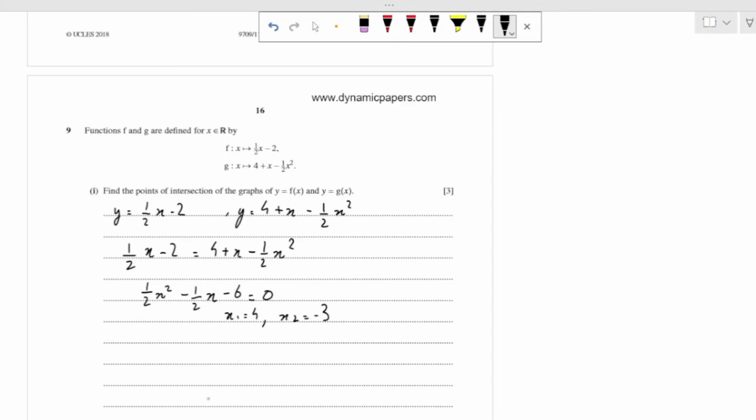You could solve this quadratically or by factorization, but make sure that you do not show that much working, as it's really just 3 marks. But on the safe side, it would be a good choice to do the working. y1 will be 0 and y2 will be minus 3.5 when you substitute each of these x values back into the original equations. So from here we have found 2 points of intersection. The first one is (4, 0), and the second one is (minus 3, minus 3.5).